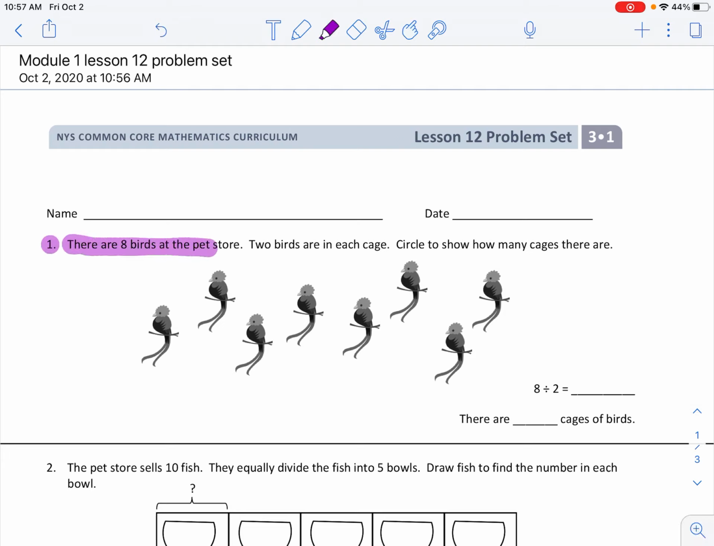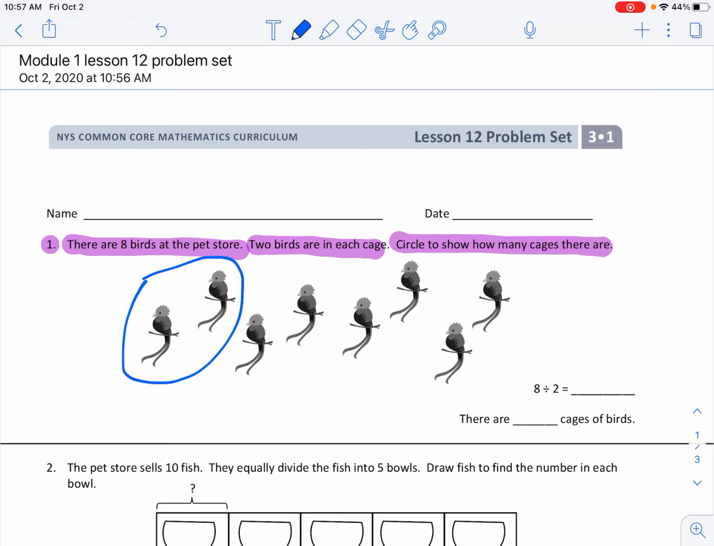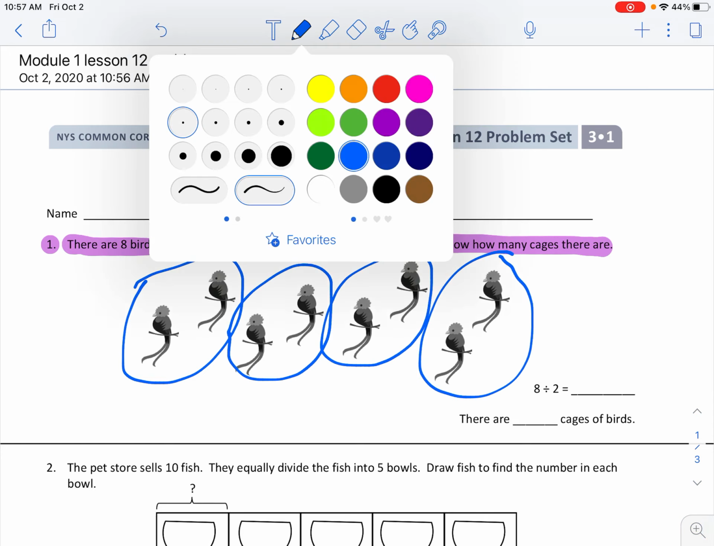Number one. There are 8 birds at the pet store. 2 birds are in each cage. Circle to show how many cages there are. Okay, so let's put these 2 birds in a cage together, and then we can put these 2 birds in a cage, and these 2 birds in a cage, and these 2 birds in a cage.